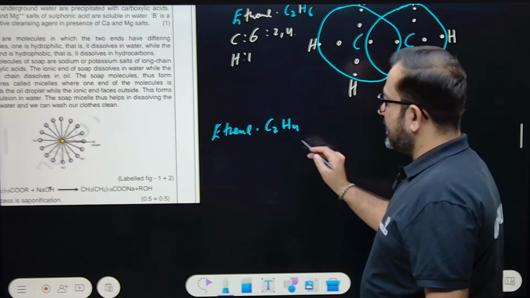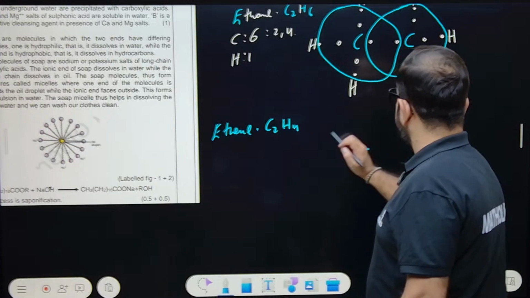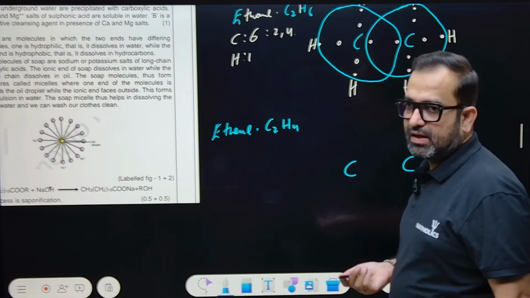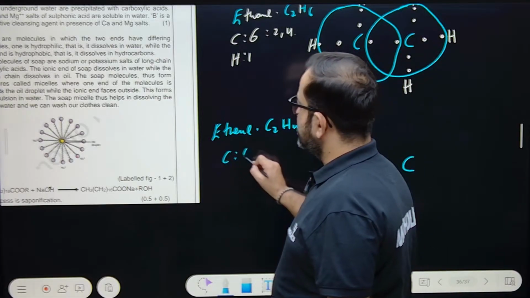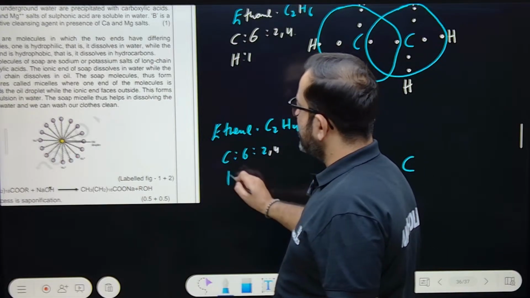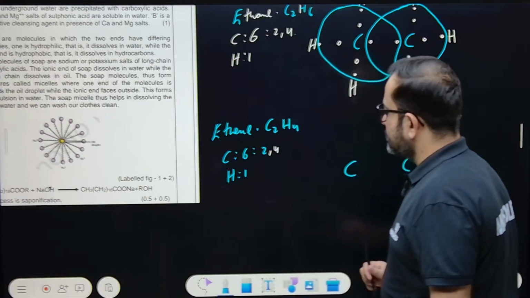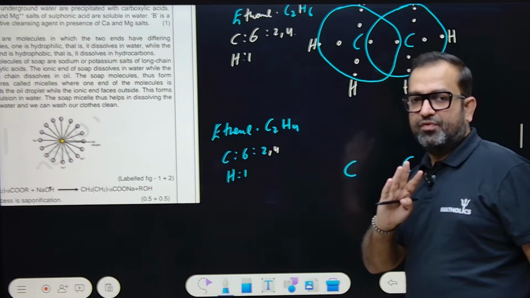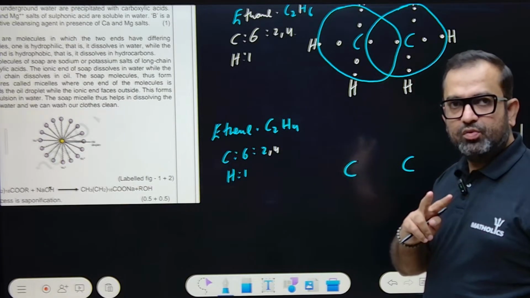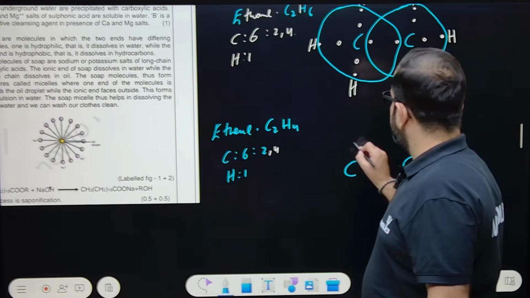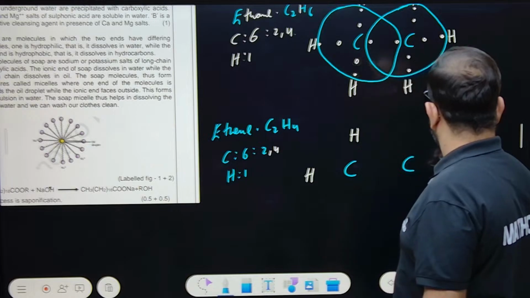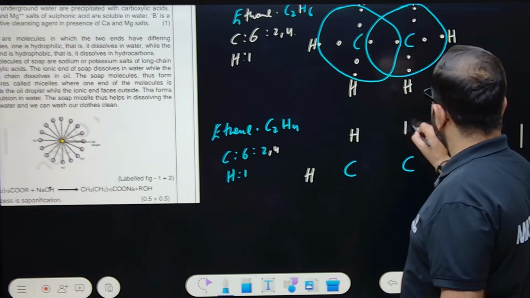So we know that two carbons are there. Okay, sir, make two carbons, one here, one here. Carbon's atomic number is 6, that means the electron configuration is 2, 4. Hydrogen is 1. So the outermost shell of carbon has 4 electrons. But how many hydrogens are there? There are 4, so every carbon will have 2 hydrogens. Yes or no? So here will be hydrogen, here also hydrogen, here hydrogen, and here also hydrogen.